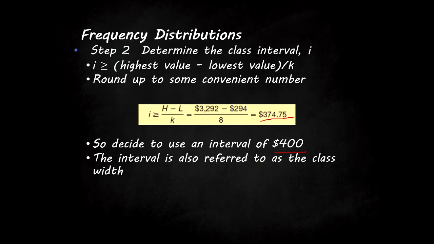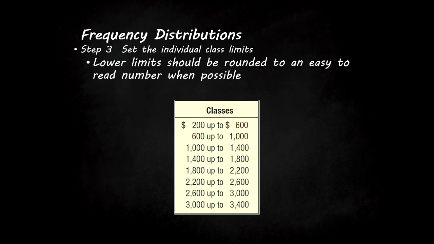The lowest value here is 294, which you see right here. So it needs to be below 294. In this particular case, it's really clean to go down to 200. So the first class is from 200 all the way up to 600, because remember the interval is 400. You've got an interval of 400 for each one of these classes. So this is class 1, class 2, class 3, class 4, class 5, class 6, class 7, class 8.